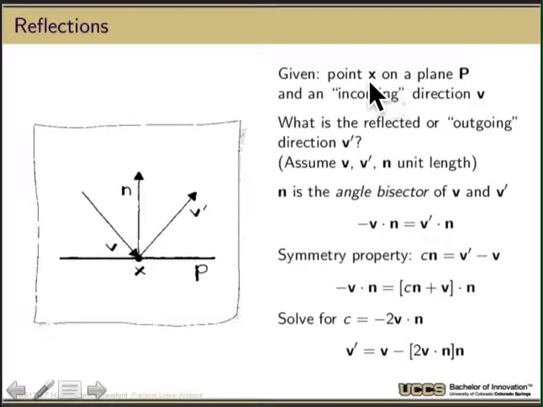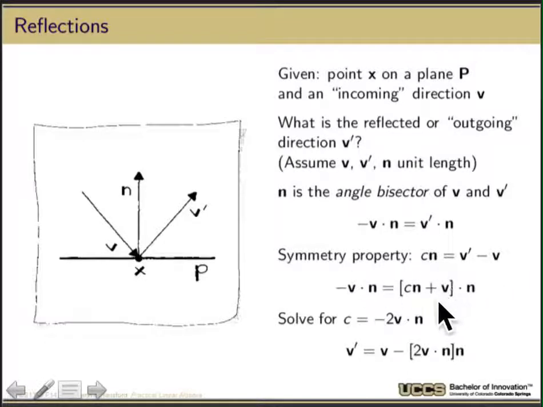So given a point X on a plane and an incoming direction V, we want to now ask what is the reflection, or the outgoing direction. Light has this property that it comes in at an angle and it goes out at an angle equal to the incident angle with respect to the surface normal. So n is what we call the angle bisector of V and V prime, which tells us that minus V dot n is equal to V prime dot n. And from the symmetry property, we know that c times n is equal to V minus V prime.